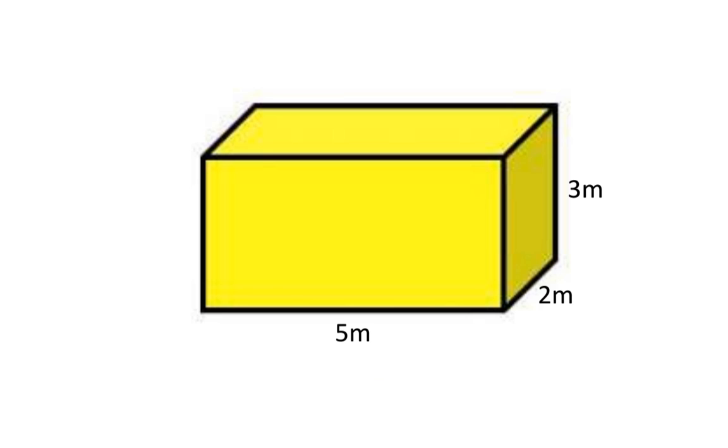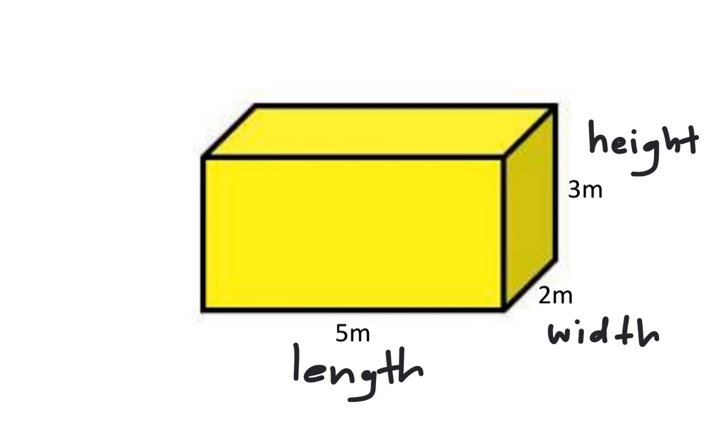As you can see, we have a yellow rectangular prism. We know its length, its width, and its height. I want to know the volume of this yellow rectangular prism. If you recall, the equation for volume is length times width times height. Again, you'll notice that there is no multiplication sign between these variables.